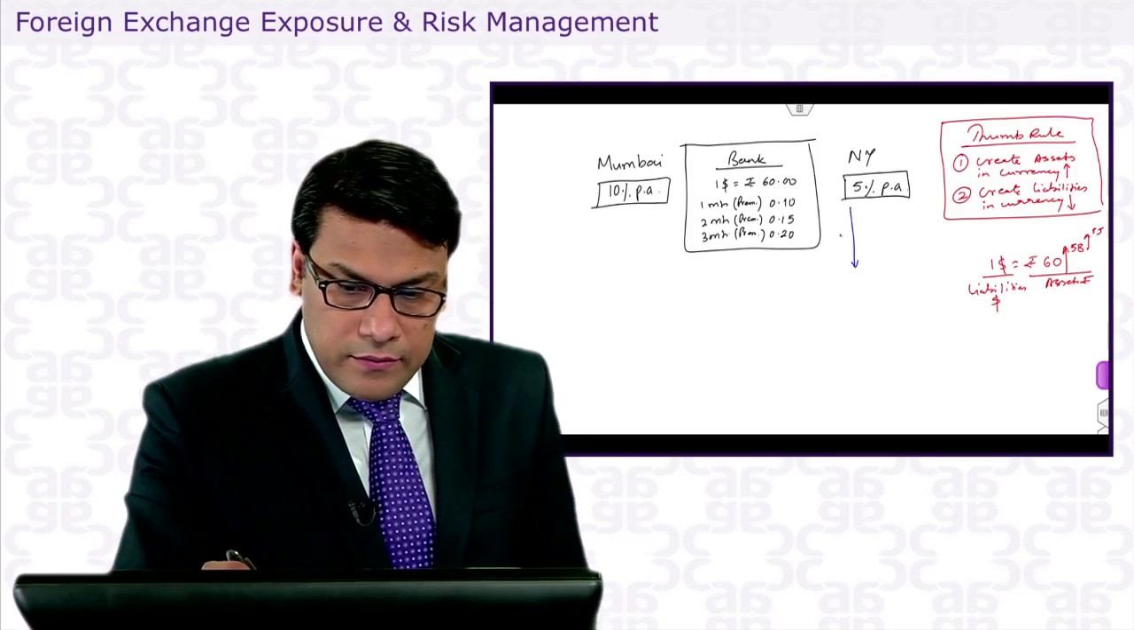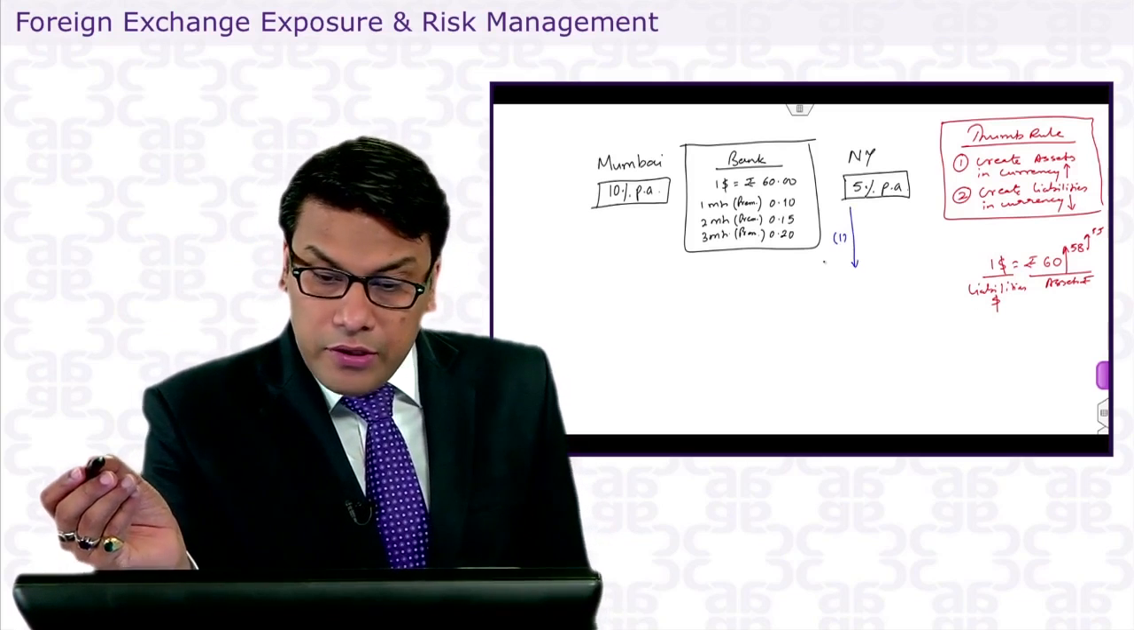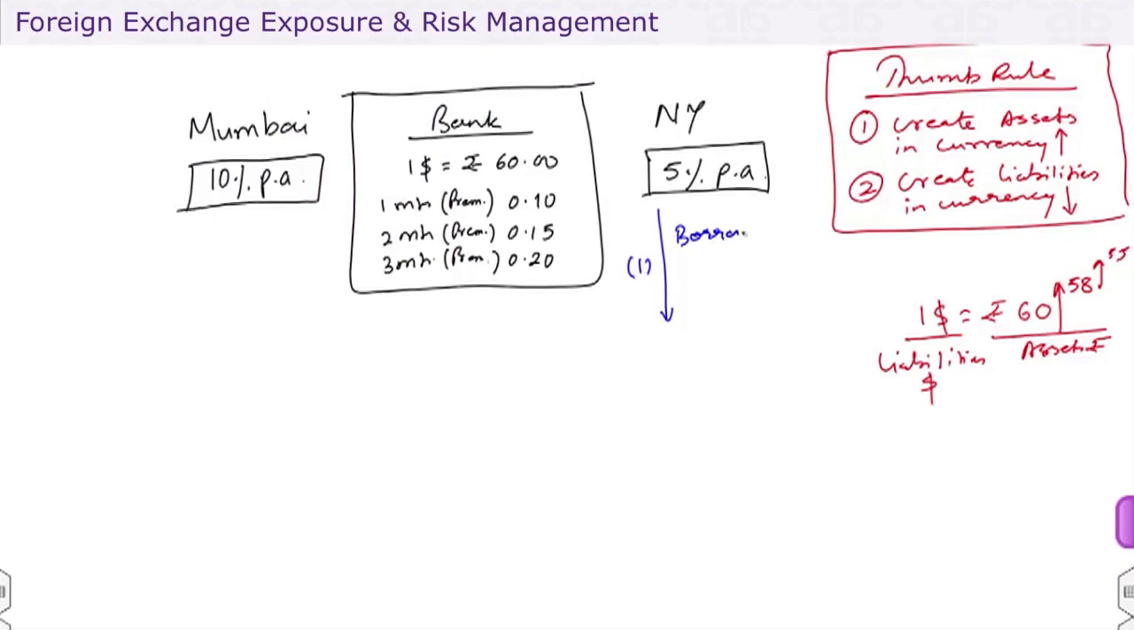So step 1: how do I create a liability in dollars, in New York? By borrowing. Supposedly I borrow say $100 for ease of calculation, for say 3 months. Now, not necessarily all FIIs will borrow. FIIs will have their own resources as well, and they might use it as an opportunity cost. But if I borrow $100 for 3 months, at this very point in time I know what my payables are.